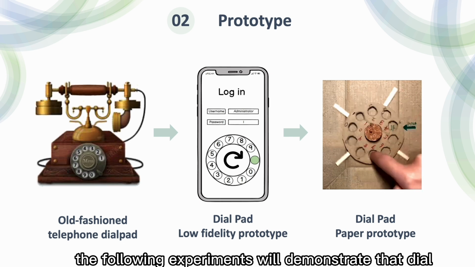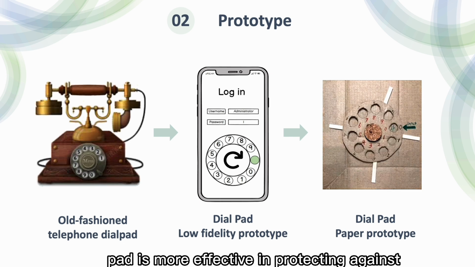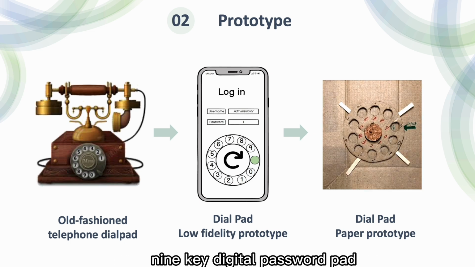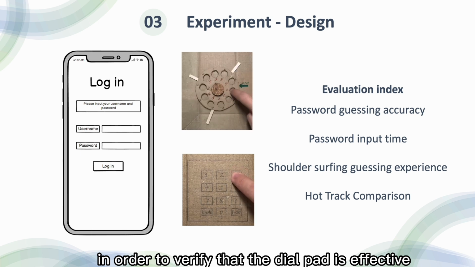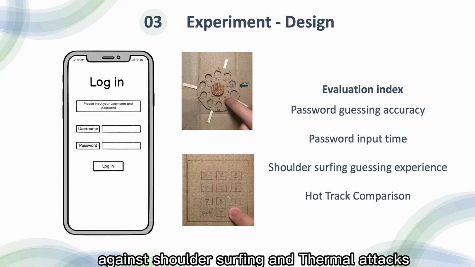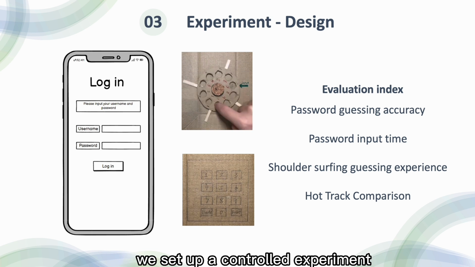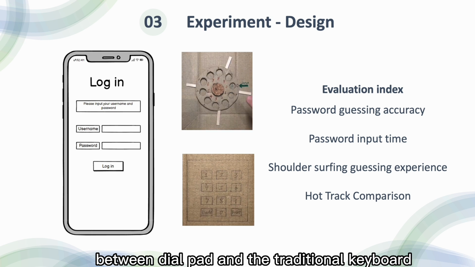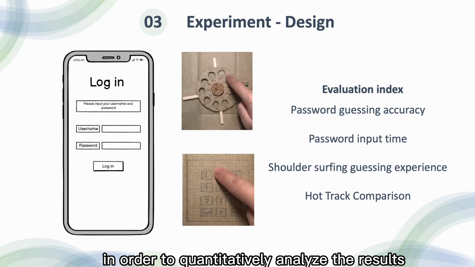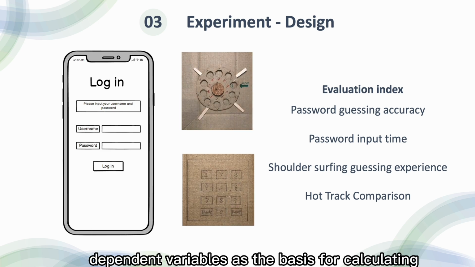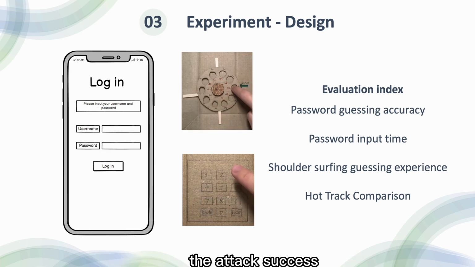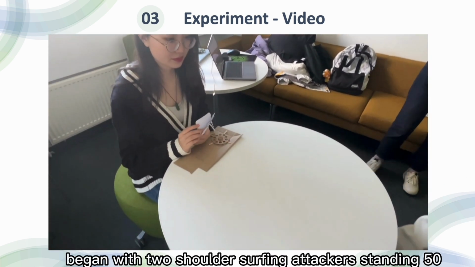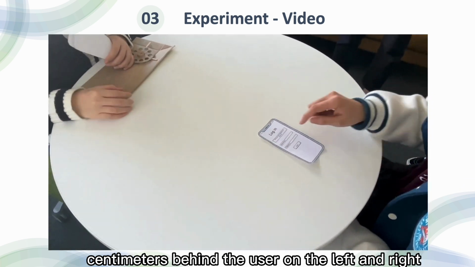The following experiments will demonstrate that Dialpad is more effective in protecting against shoulder surfing and thermal attacks than the traditional 9-key digital password pad. In order to verify that the Dialpad is effective against shoulder surfing and thermal attacks, we set up a controlled experiment to analyze the optimization effect between Dialpad and the traditional keyboard. In order to quantitatively analyze the results, we set 3 dependent variables as the basis for calculating the attack success rate. The experiment began with 2 shoulder surfing attackers standing 50 centimeters behind the user on the left and right.